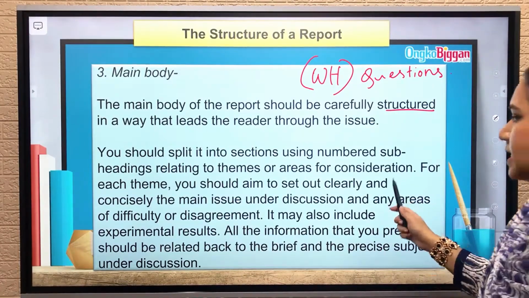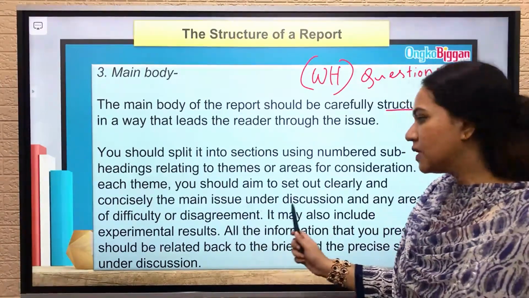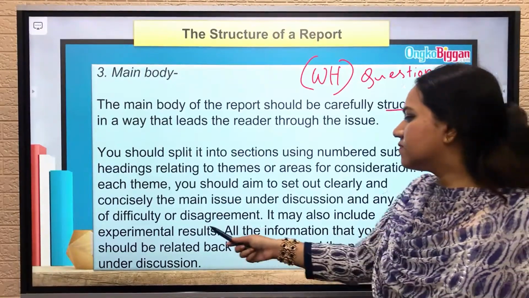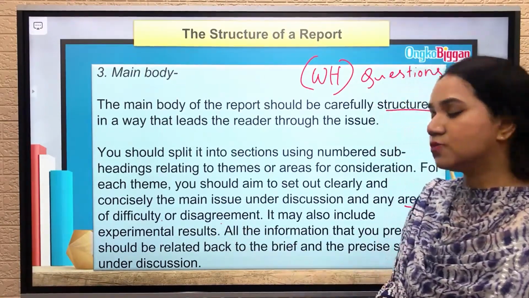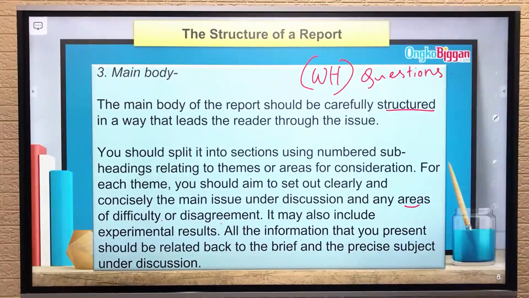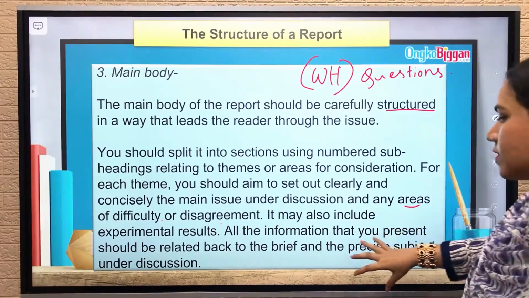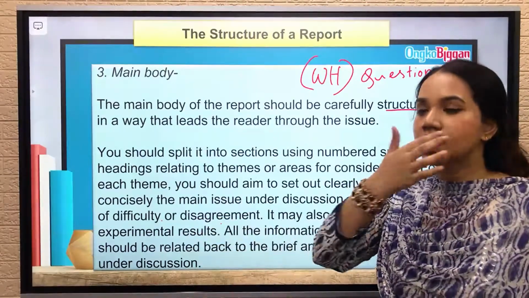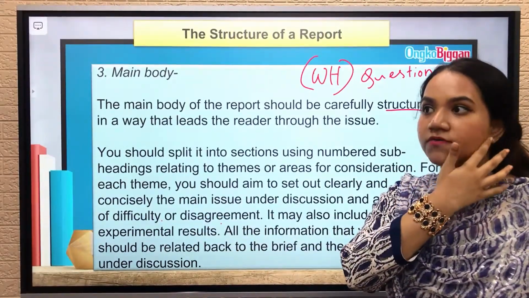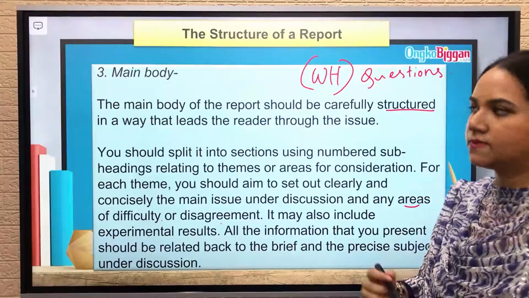So for each of the things that you are going to say, you need to make sure that if there is anything difficult or anything to be disagreed, you will mention those. It may also include experimental results. All the information that you present should be related back to the brief and the precise subject under discussion. So, whatever you are trying to say, you make sure that you also engage your very introduction into it.